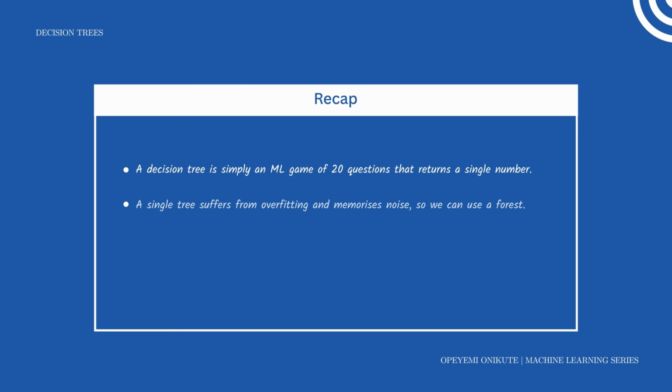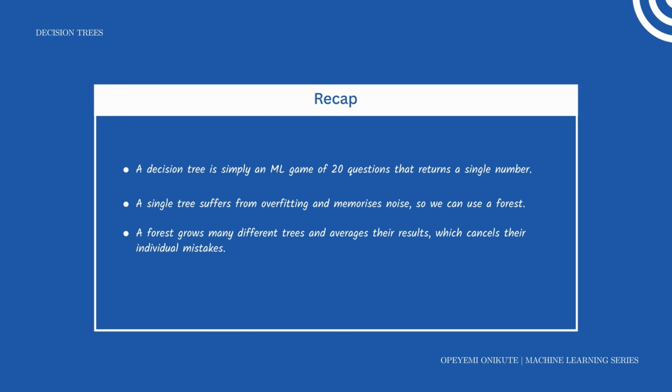So let's recap. In this video, you've learned how to beat your reactive AWS autoscaling group. You've learned that a decision tree is simply an ML game of 20 questions that returns a single number, not an animal. You've also learned that a single tree suffers from overfitting and memorizes noise, so we can use a forest. Then you learned that a forest grows many trees and averages their results, which cancels their individual mistakes. Finally, you learned how we can apply this to predict CPU and memory and feed it to an autoscaler MAPE loop.